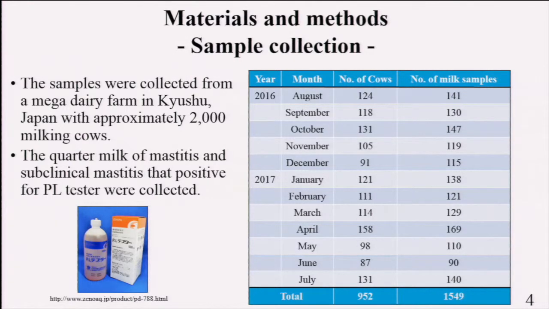So for the materials and methods, samples were collected from a dairy farm in the Kyushu area with approximately 2,000 milking cows. Quarter milk samples from clinical mastitis and subclinical mastitis that were positive for the PL tester were collected. This picture shows the PL tester, a modified California mastitis test that we use in Japan. Samples were collected from August 2016 to July 2017. In total, 1,549 milk samples were included in this study.